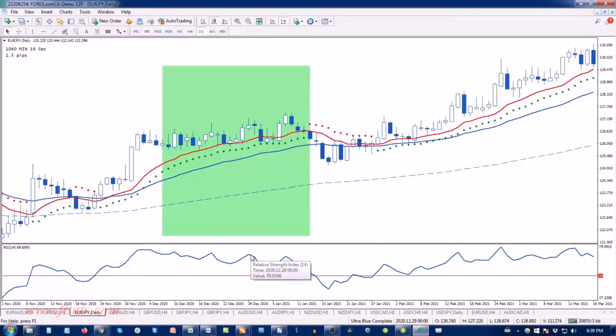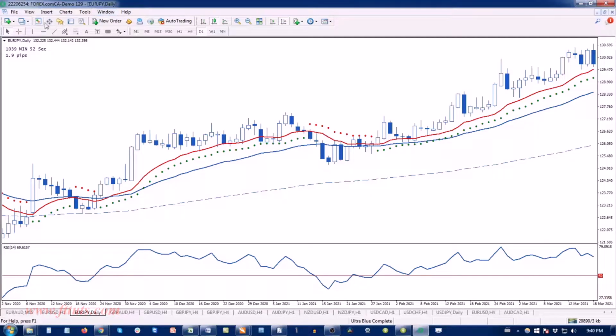and the RSI is above the 50 level. Now ideally we want the price to also be above the 13 EMA. We'll have that fluctuation in and out, but generally speaking we've got the price above the 13 EMA, so that's looking good. So that is the precursor to the setup.